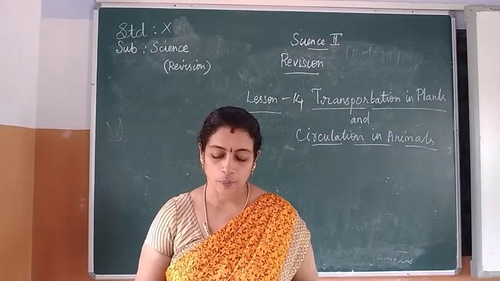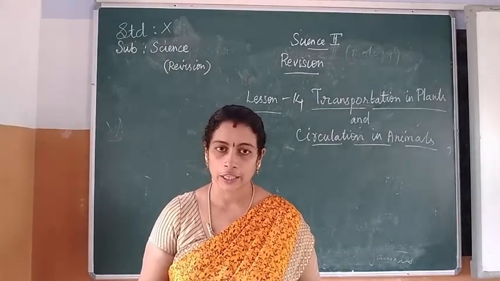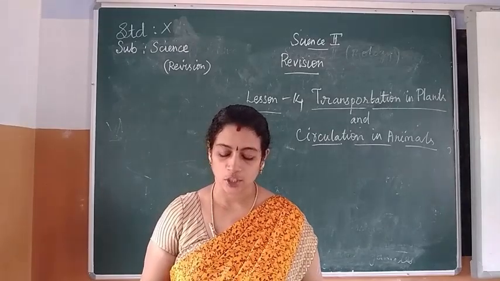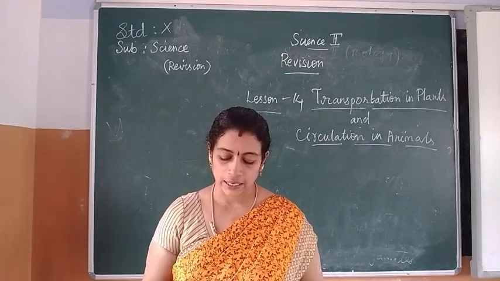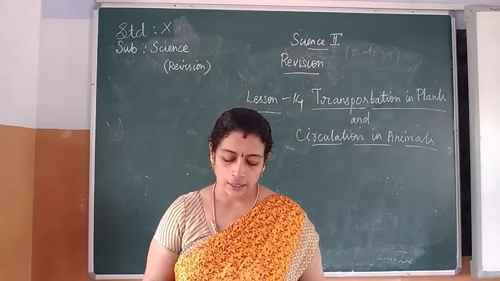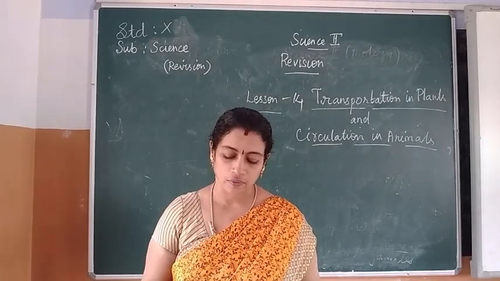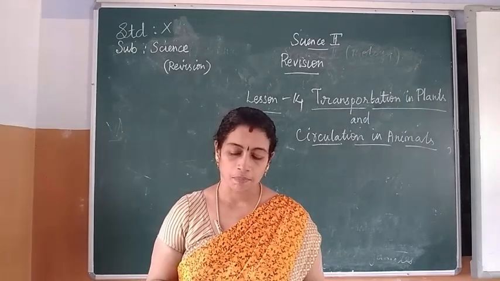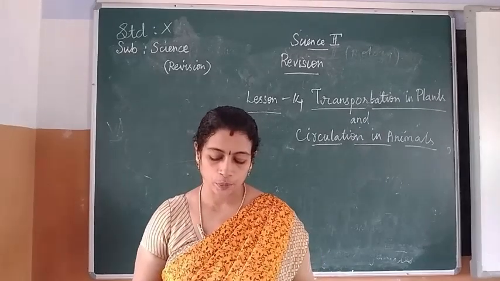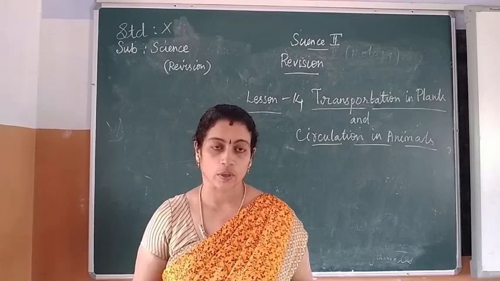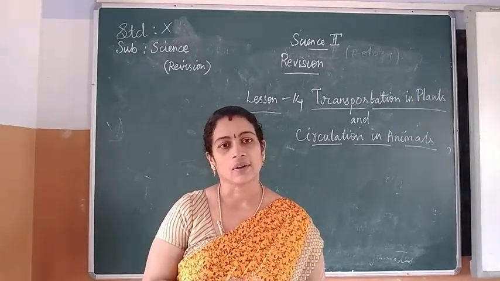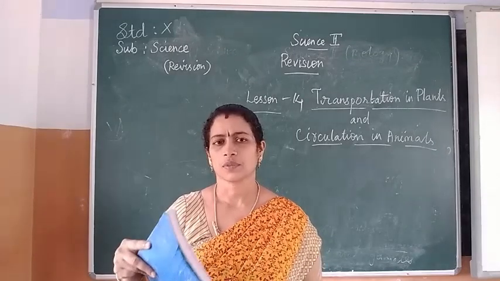Then the wall of human heart is made up of all of the above, option D. Then which is the correct sequence of blood flow? Atrium, ventricle, arteries and veins. The eighth one, a patient with blood group O was injured in an accident and has blood loss. Which blood group should the doctor effectively use for transfusion in this condition? Answer is A, O group.